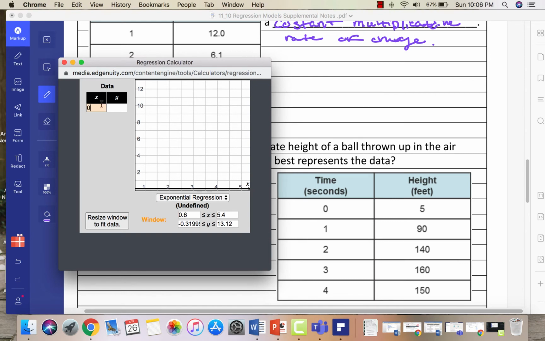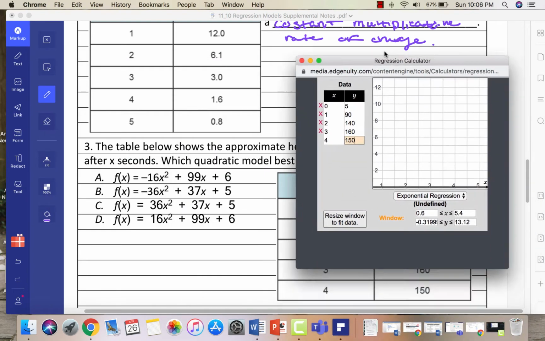So 0, 5, 1, 90, 2, 140, 3, 160, 4, 150. So it already told us that this is a quadratic model.